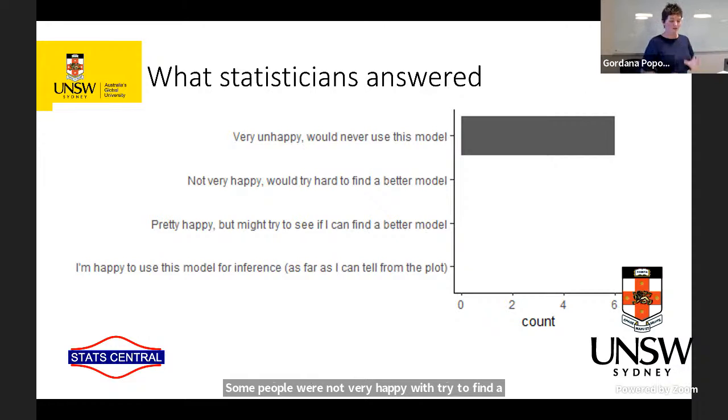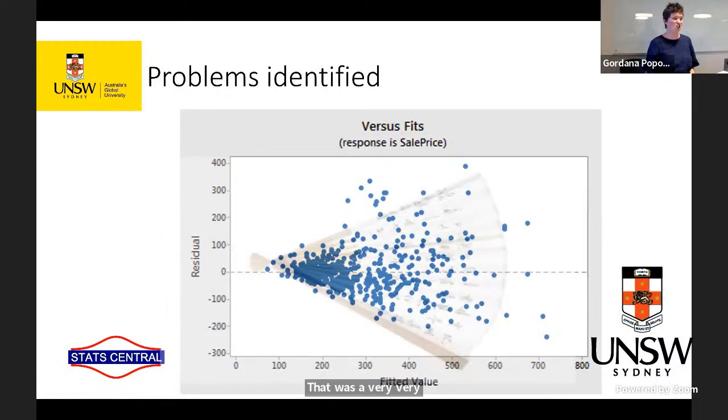That was a very, very extreme fan shape going on there. The difference in variance from here to here is like 10-fold. So that's a big difference in variance. And so I would definitely try to find a better model. Or I would definitely use a different model. I don't think I would ever use this model.